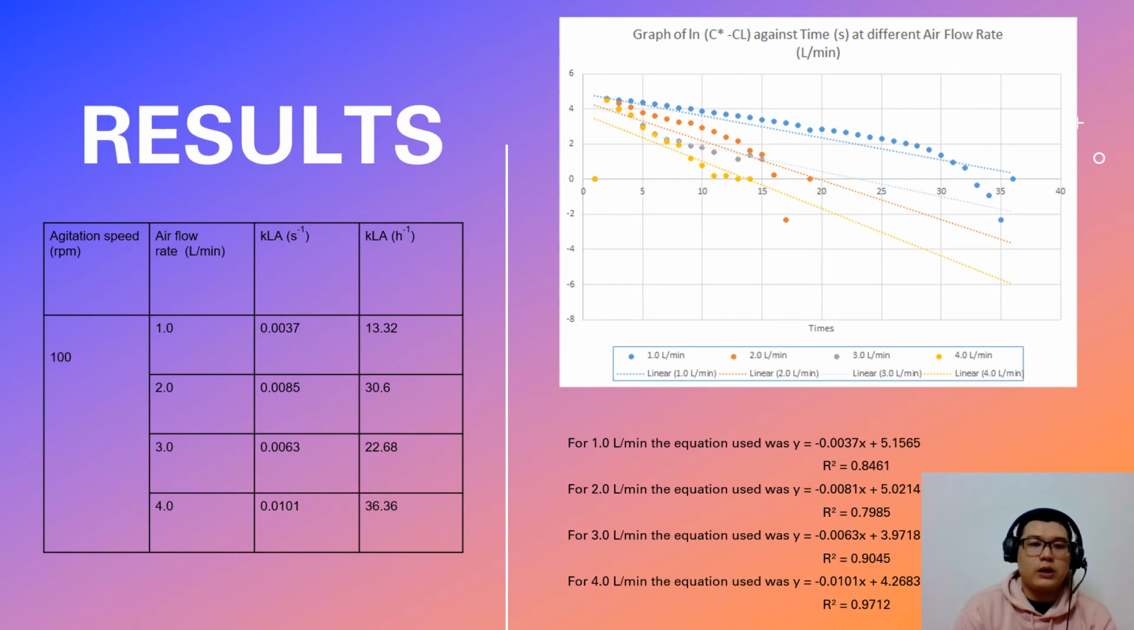You can see that the lowest airflow rate is 1.0 liter per minute, for which the KLA per second and per hour are 0.0037 and 13.32 respectively. But the highest is 4.0 liters per minute, for which the KLA per second and per hour are 0.101 and 36.36 respectively.